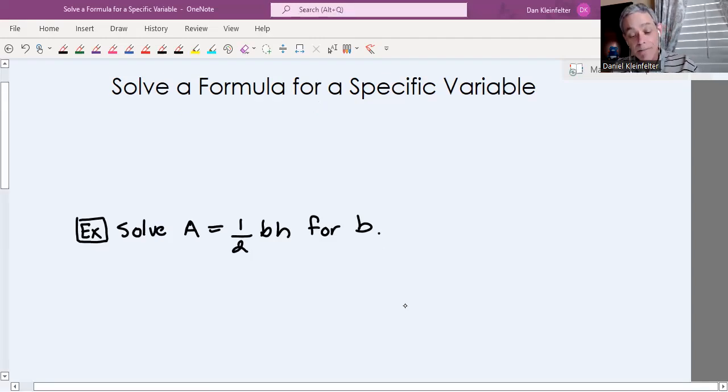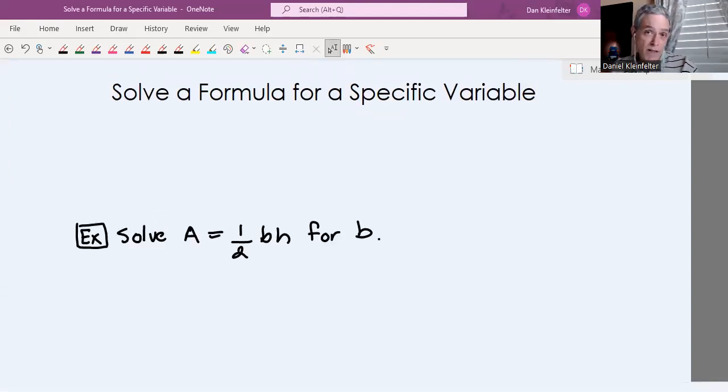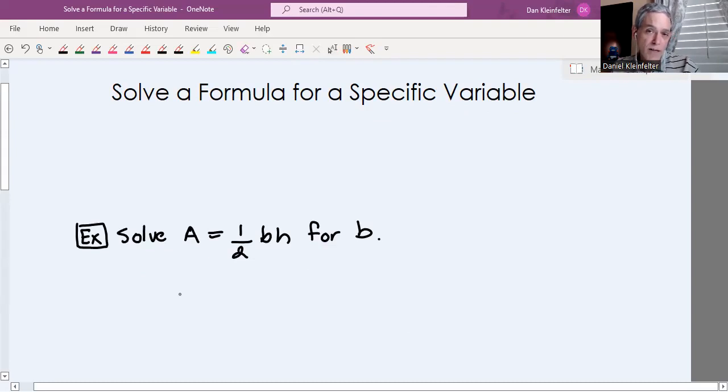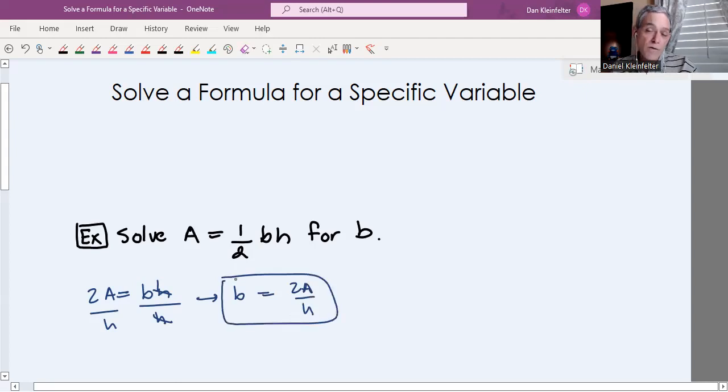Okay, so the steps to take are really similar to what we've done before, only our answer here is not going to be just a number, it's going to be another formula or equation. So here we're going to first multiply by 2 to clear the fractions out. So we'll have 2A equals BH. And then this one is not too bad. Right now, our target variable, B, is multiplied by H. To undo multiplication by H, we're going to divide by H. So we're going to end up with B equals 2A over H. And that's it. So we've succeeded in solving our formula for B.